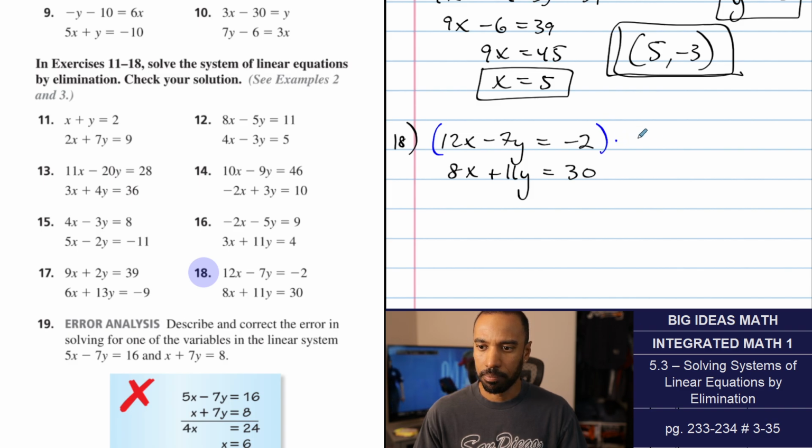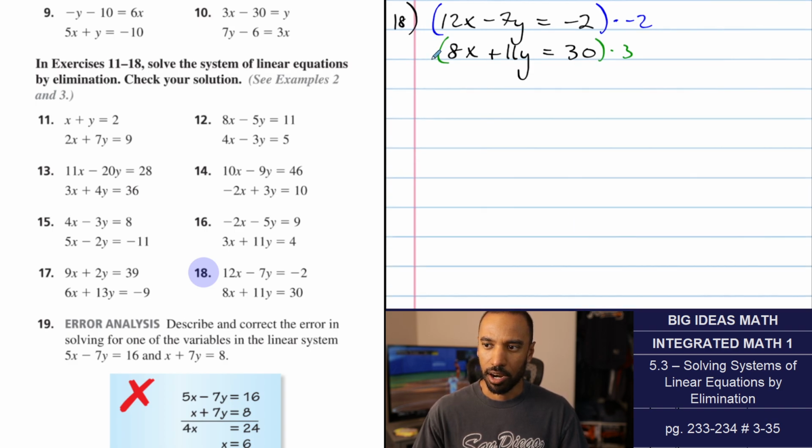Let's multiply the top, say by the negative this time. Let's do times negative 2. It turns these ones positive, and then the bottom by the positive 3. And here we'll get, I'll write it down below, I kind of ran out of room, negative 24x plus 14y equals 4.